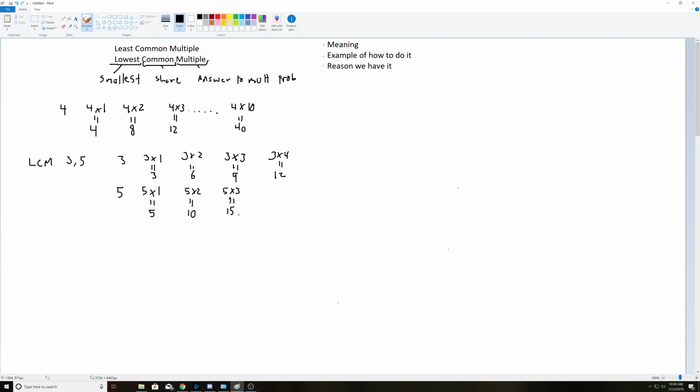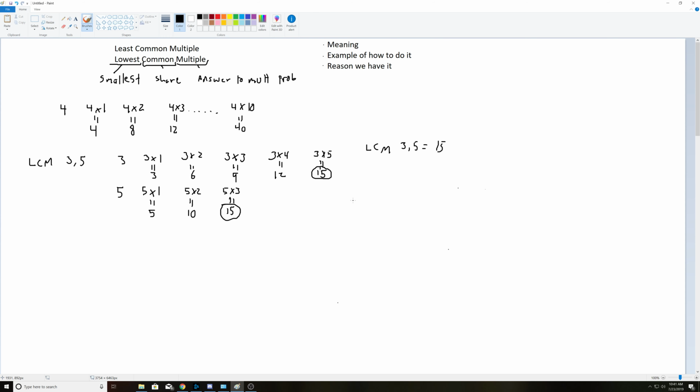All right. Now, once again, 12 and 15, they're not the same. So we're going to check the next multiple of 3 because 12 is smaller than 15. So we go 3 times 5 equals 15. And we look, and we have two answers that are exactly the same. So we found the common multiple, and it's the very first one. So therefore, it's the least. It's the smallest one. So the lowest common multiple of 3 and 5 equals 15. So that's essentially what we're doing.